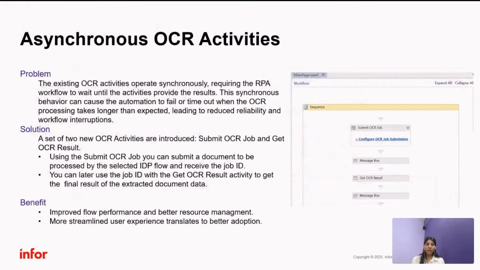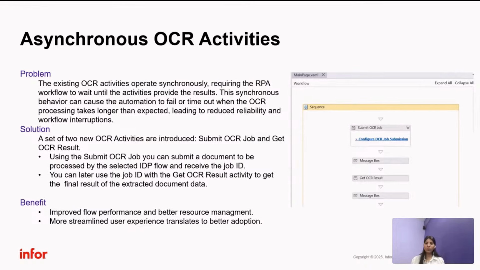The main problem with the existing OCR was that it was using a synchronous behavior. That is, it has to wait till the document was extracted and the OCR final results were obtained, which may lead to timeout or failure of the automation, as I mentioned. But with the help of these two new asynchronous OCR activities, that is, submit OCR job and get OCR result, you allow your automation or OCR extraction to be split up into two activities and work independently.